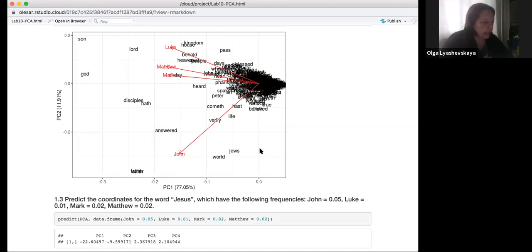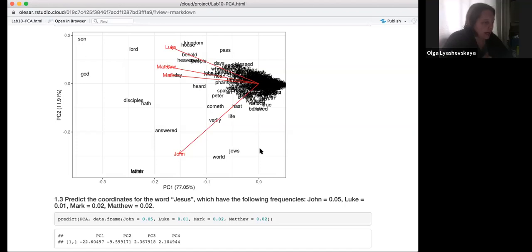So first we remove it, construct the space, and then add it as a supplementary point. Now we can see that we predict the word Jesus to have coordinates such as minus 22, minus 9, and so forth. But you see that on our PC1 axis, the x limit is from minus 0.3 to 0.0, so it will be drawn much more to the left and to the bottom of our previous plot.